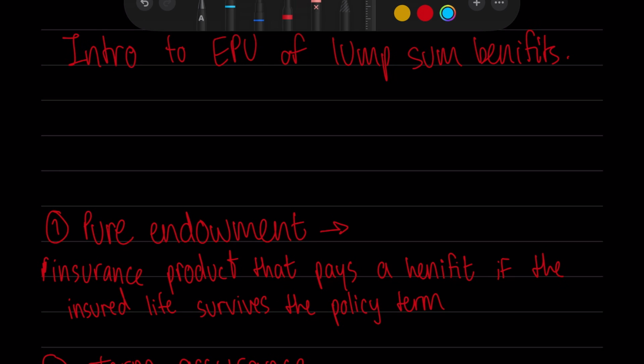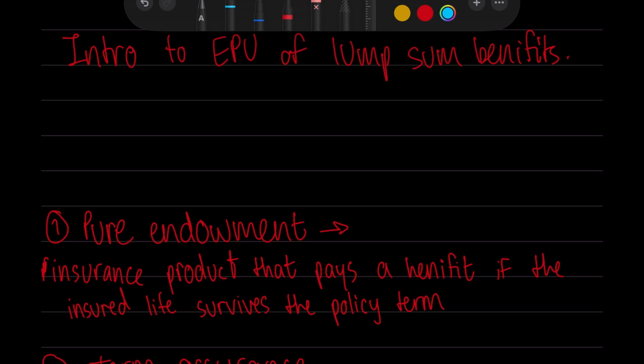This video is going to be an introduction to the EPVs of lump sum benefits, lump sum benefits being the different insurance products that are being offered. This is where the stuff gets a whole lot of fun for me, because we're combining contingencies, those probabilities, with present values of these different products. So EPV, when I'm talking about EPV, that's expected present value. That's what I'm going to be talking about throughout this video.